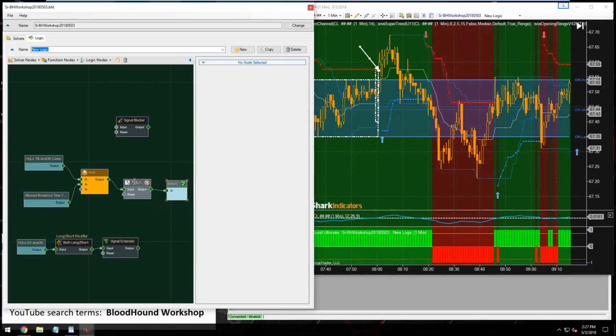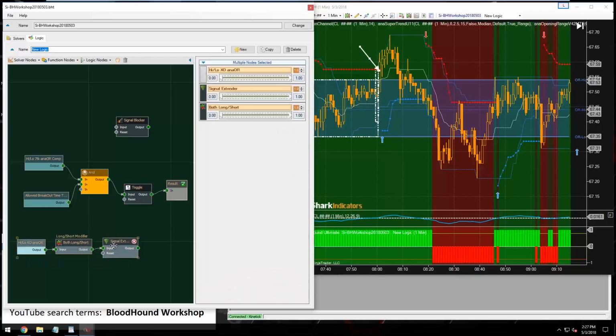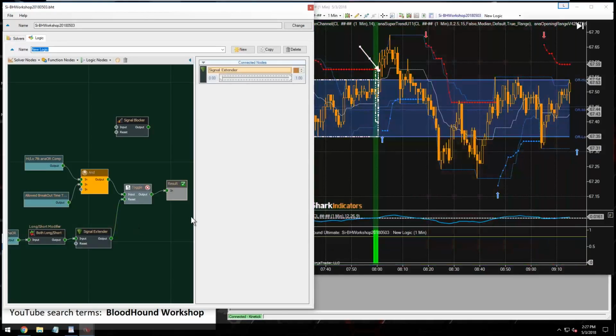So let's take a look at the toggle node. And I need to set the reset function on the toggle node here. So instead of no action, if I get a reset signal, I want to force the toggle node off. So I'm using the reset to force the toggle node off. And I'm taking this signal coming out of here and connecting it in there. And bingo, there we go.